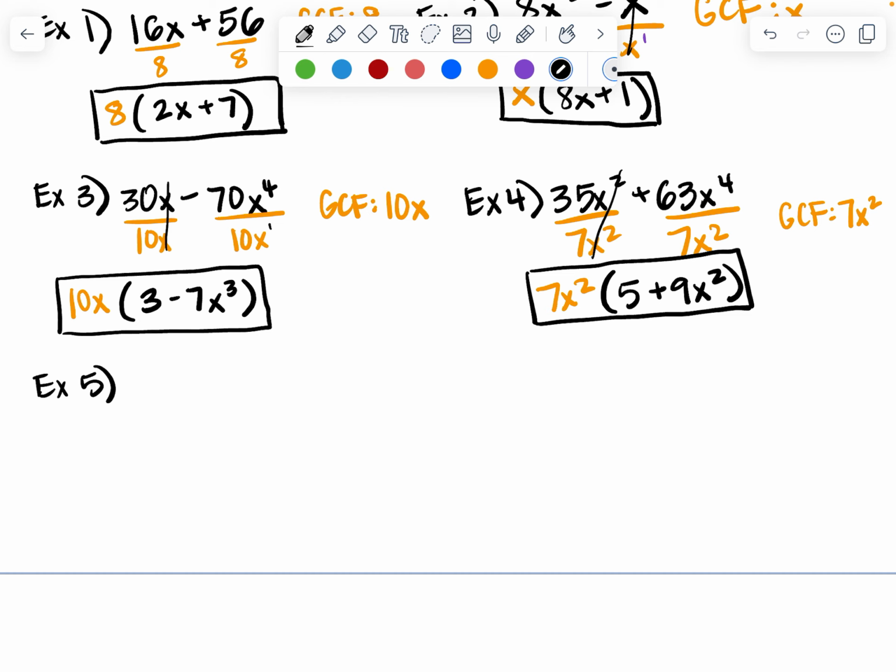Let's look at some examples where there's more than one variable. We don't have to find a greatest common factor for the coefficients because there are no coefficients, or the coefficients are just 1. Both terms do not have x, so x is not going to be in our greatest common factor. Both terms do have y, and we'll take the one with the lower exponent, which is an exponent of 1. So just y is our greatest common factor.